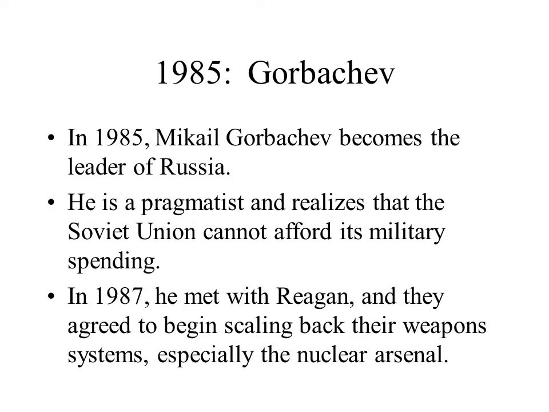In 1985, Mikhail Gorbachev becomes the leader of Russia. He's a pragmatist, which means that he's not only realistic, he understands that to get things done, you have to make concessions. You have to compromise. And he realizes that the Soviet Union cannot afford its military spending. So in 1987, he meets with Reagan, and they agree to scale back the weapon systems, especially the nuclear arsenal. And this really signals the end of the Cold War, because now instead of spending all the money on building nuclear weapons, we are scaling back, which means we're saving money.